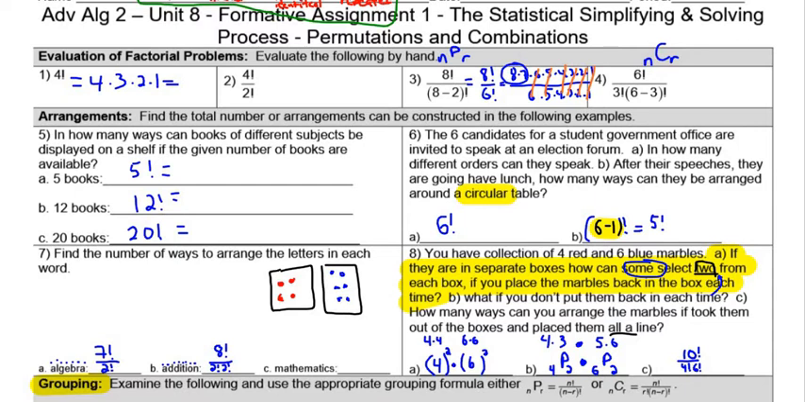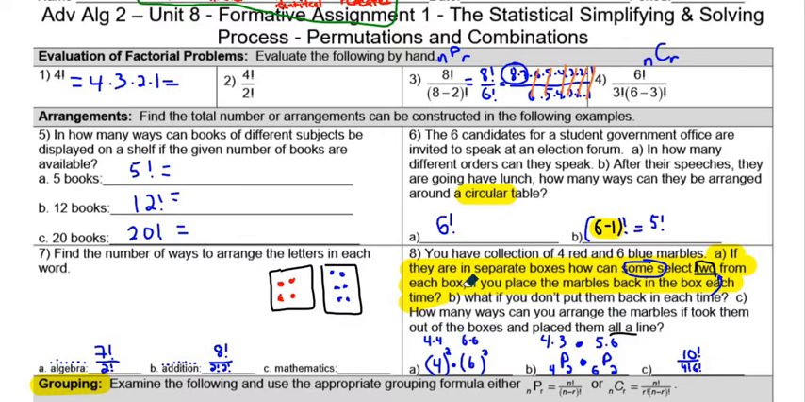The first one is, what would happen if I selected 2 and I put the marbles back every time? Well, every time I selected a marble here, there'd be 4 choices, but then I put it back. So that's 4 again. So that would be 4 times 4 for the red ones. And the same thing with the blue one. If I take this marble out, I had 6 to choose from. I put it back, there are 6 again. So that would be 4 times 4 times 6 times 6, or 4 to the second power, meaning I did 4 twice, and 6 to the second power.